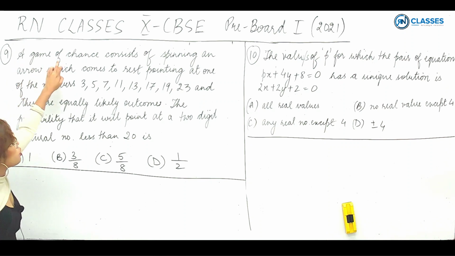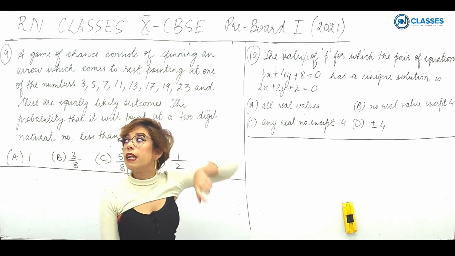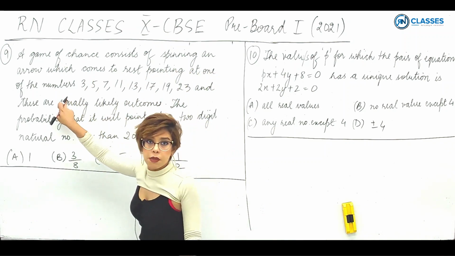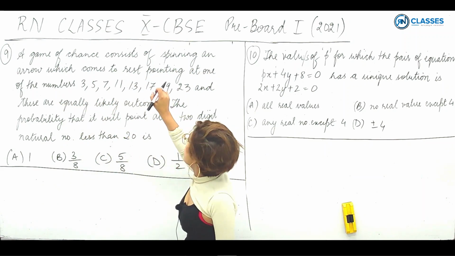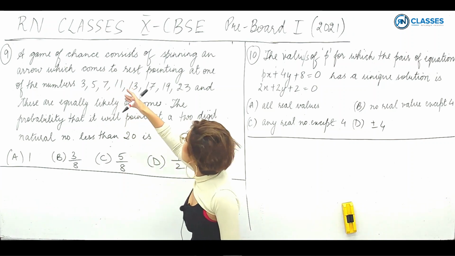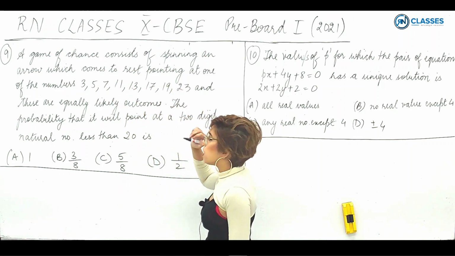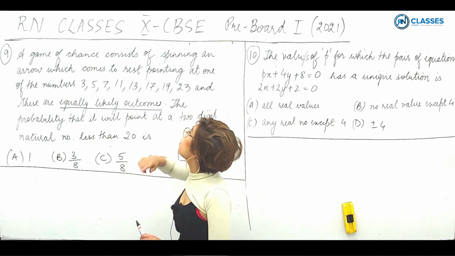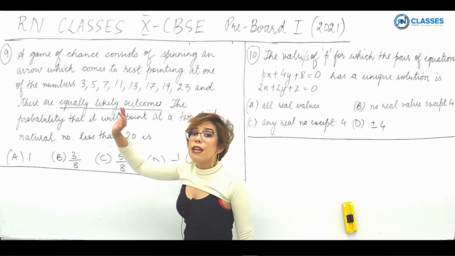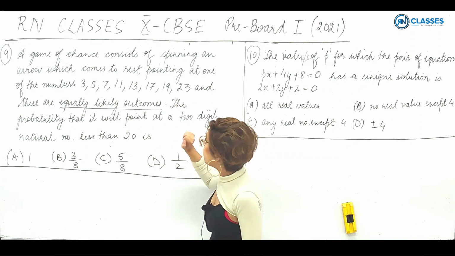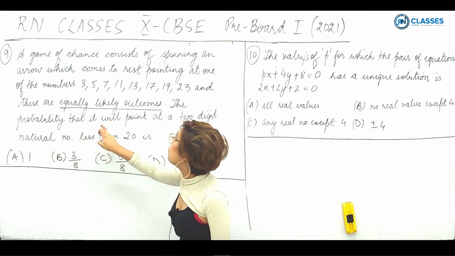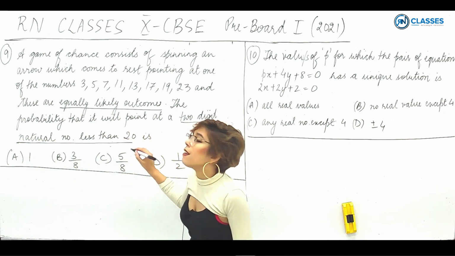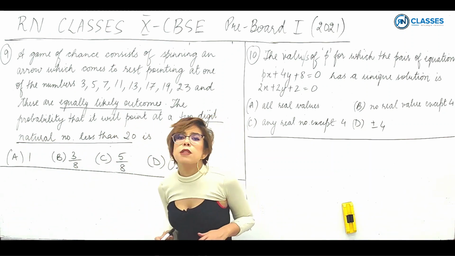He says a game of chance consists of spinning an arrow which comes to rest pointing at one of these numbers, right? Which are 3, 5, 7, 11, 13, 17, 19, 23. And these are equally likely outcomes, right? So when you spin, the arrow can come at any one of these numbers. The probability that it will point at a 2-digit natural number less than 20 is, right?